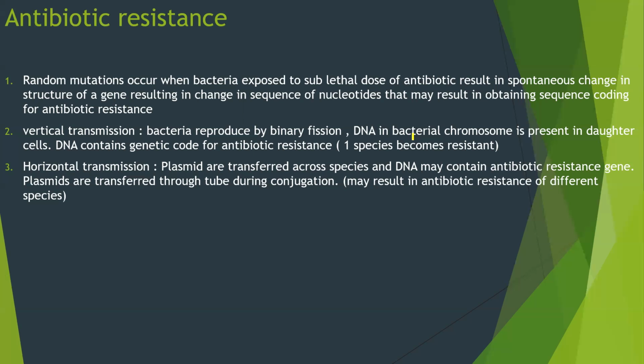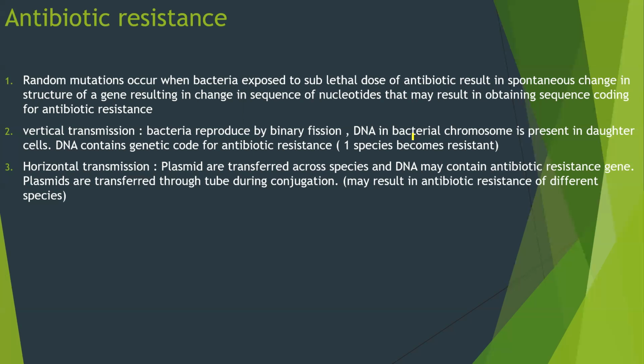In horizontal transmission, we talk about conjugation. Conjugation occurs between different bacteria. So plasmids are often transferred between two species, and DNA may be present on the plasmid, and the antibiotic resistant gene itself might be present on the plasmid, which will be transferred through the tube.